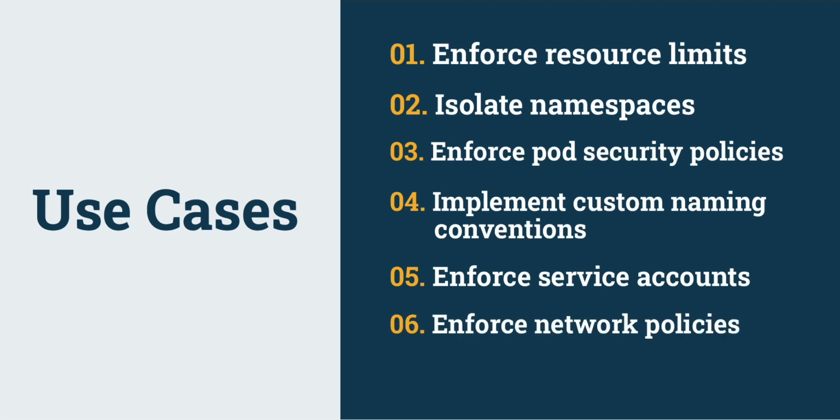Enforce network policies. Kyverno can be used to enforce network policies, which control how Kubernetes resources can communicate with each other and with the outside world. And last is enforce node affinity. Kyverno can be used to enforce node affinity rules, which specify which nodes a Kubernetes pod can be scheduled on.